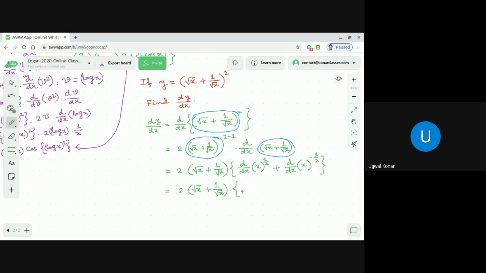Now tell me, d/dx of x power 1 by 2, that should be 1 by 2 into x power 1 by 2 minus 1. Correct or not? Then minus 1 by 2 into x power minus 1 by 2 minus 1.